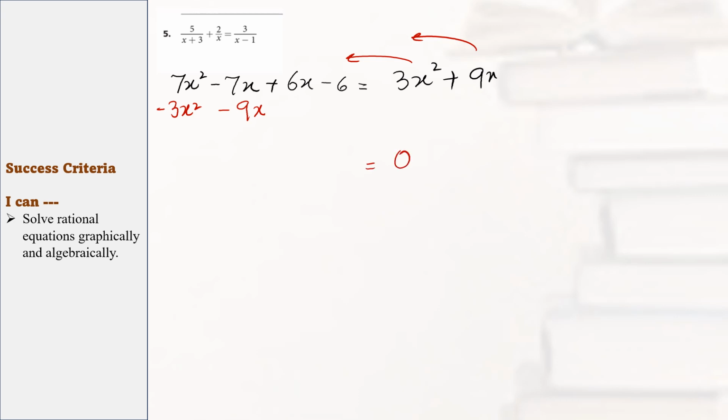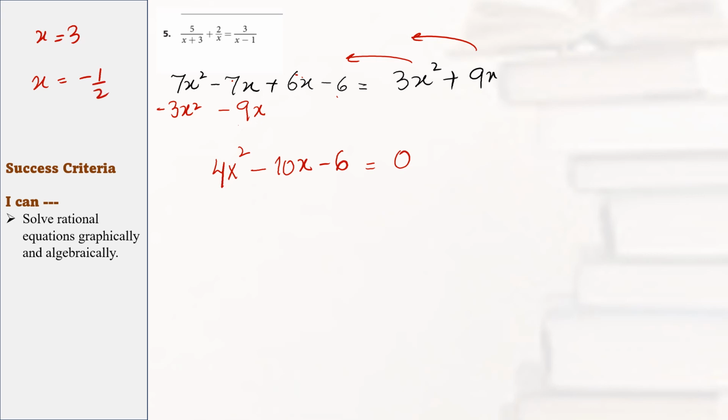7 minus 3, it's 4x square. Minus 7 plus 6x minus 1x minus 1x minus 9x, minus 10x. This minus 6 here. Now I can take the 2 common and then proceed. Otherwise, if I am using the calculator, I will write 4, minus 10 and minus 6 in the calculator, and I will have the two answers, x equals 3 and x equals negative half.